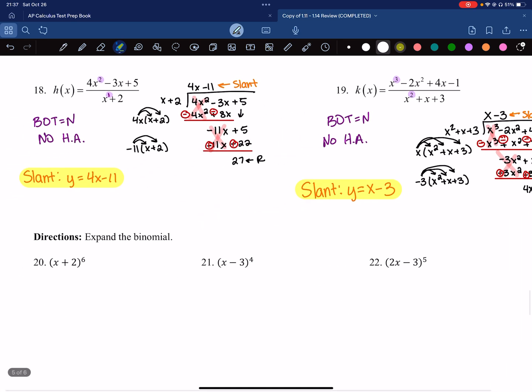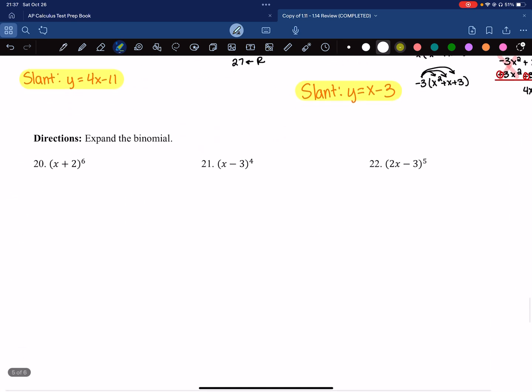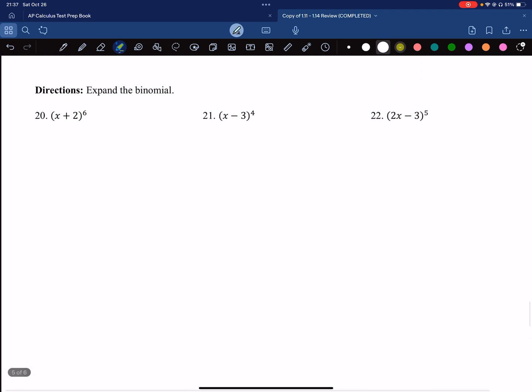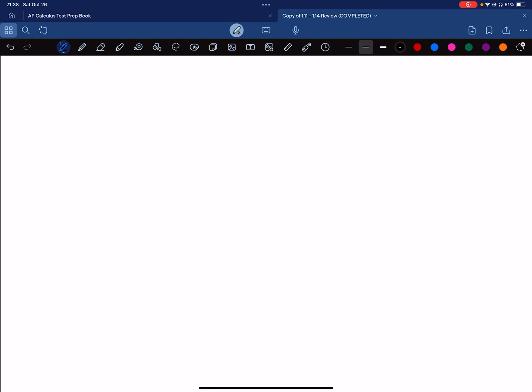Okay. The last part of the review is doing our binomial expansion. So I see that I have an exponent of 6. So I do need to have Pascal's triangle. So I'm going to just do this down here. So I need to go until I have an exponent of 6, or I'm in the 6th row.